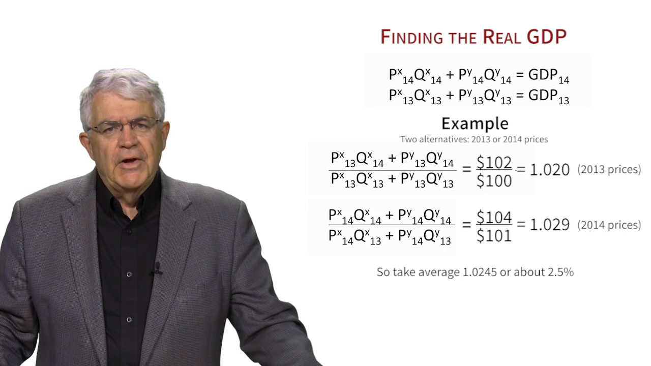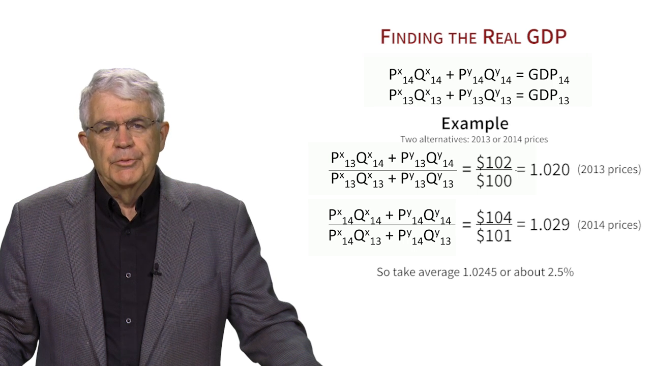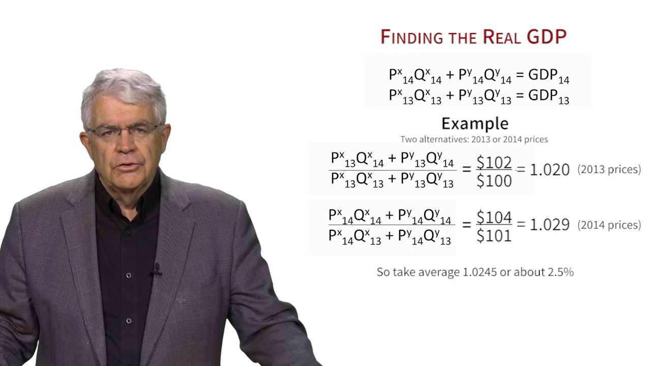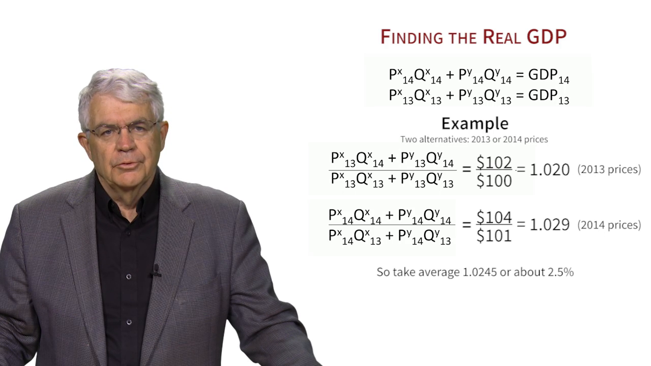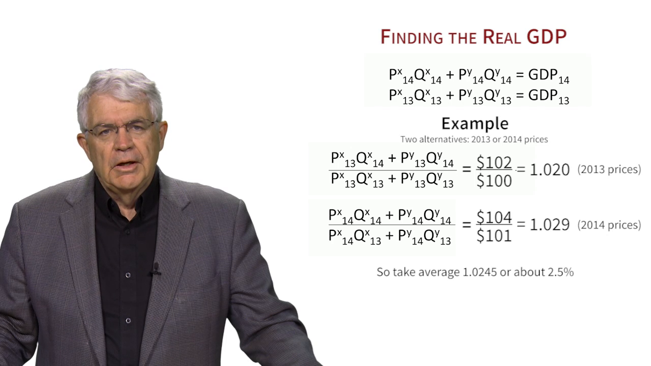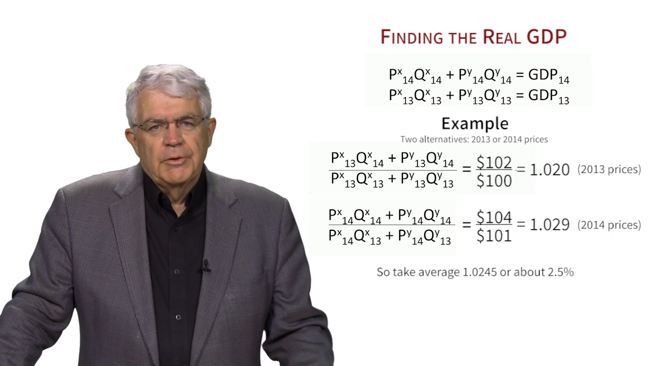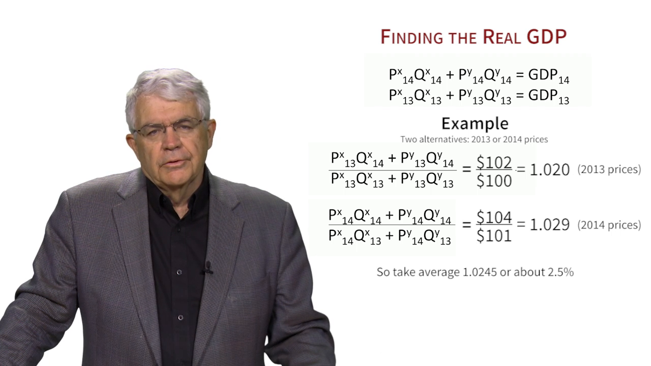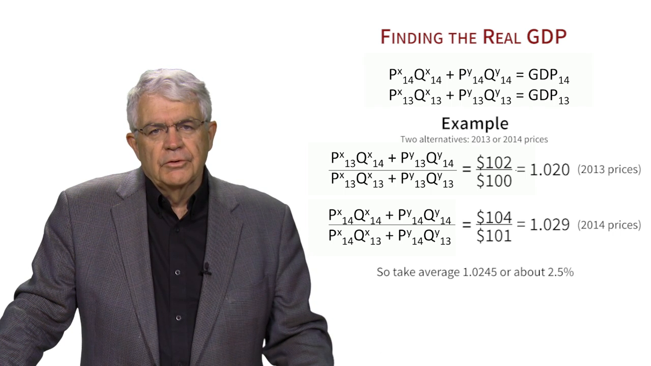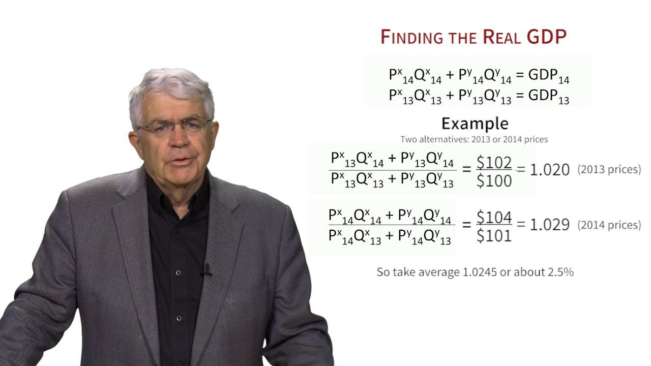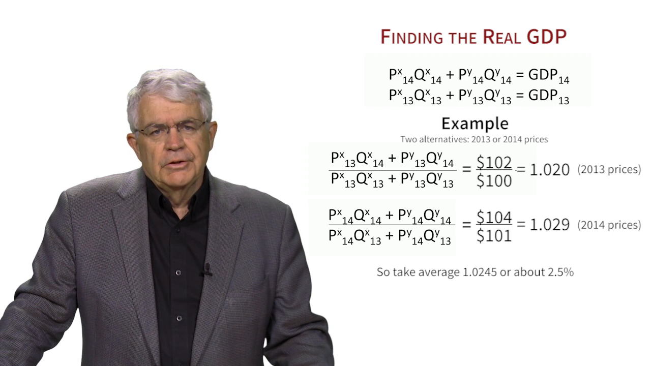So for example, if we value GDP in 2014 at 2013 prices, we would multiply Q super X in 2014 by the price in 2013, P super X of 13. And then similarly for the quantity of Y in 2014, we'd multiply that by the price in 2013. So you can see the difference. We're evaluating GDP in 2014, but at prices in 2013.